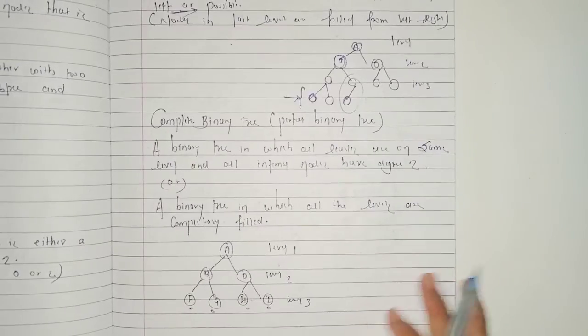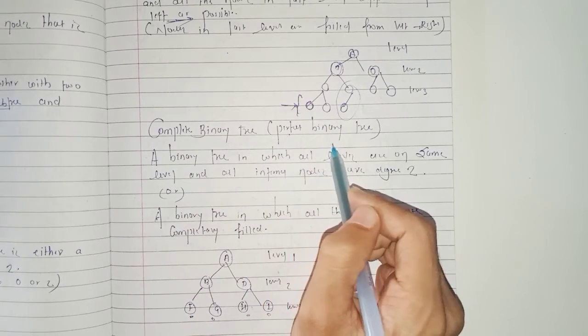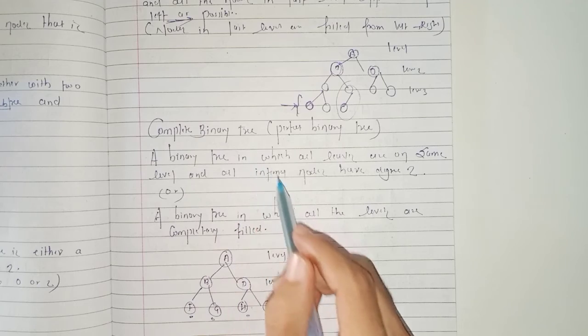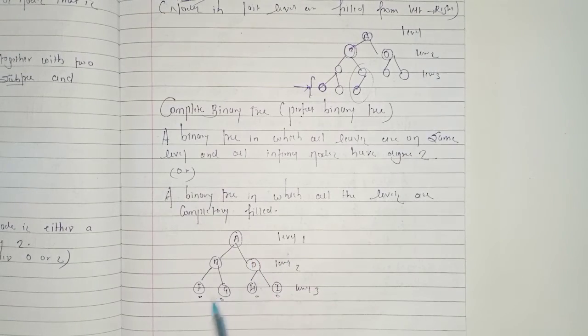Our next topic is the complete binary tree, or the perfect binary tree. In the perfect binary tree all the levels are completely filled. That means from top to bottom all levels are completely filled.